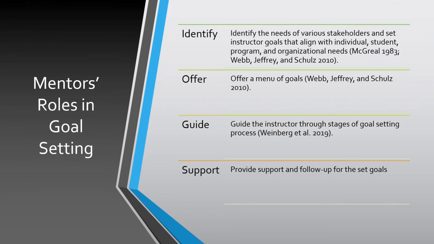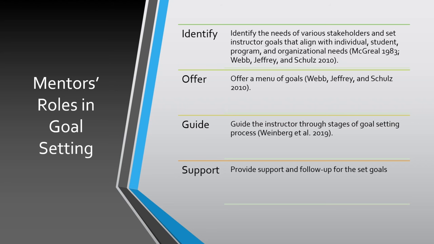So what's the mentor's role in this goal setting process? Well, the mentor has several opportunities here. While we want the instructor to set personalized individual goals, sometimes the instructor may have a hard time coming up with goals, or sometimes the goals the instructor comes up with perhaps are not difficult enough, they're not measurable, or perhaps they don't align with what really was identified in the evaluation as an area for growth.